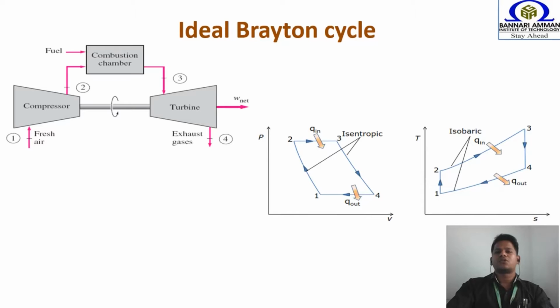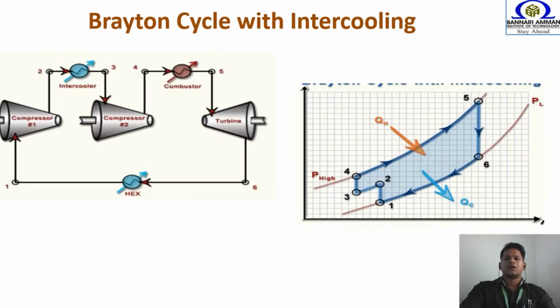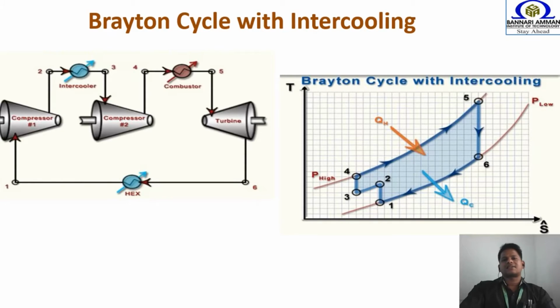So we can draw this PV diagram as well as the TS diagram. You see, we have two isentropic processes and two isobaric processes. So this is the ideal Brayton cycle. To improve the performance of the ideal Brayton cycle, Hill has suggested a concept called Brayton cycle with intercooling. Now we will discuss Brayton cycle with intercooling.